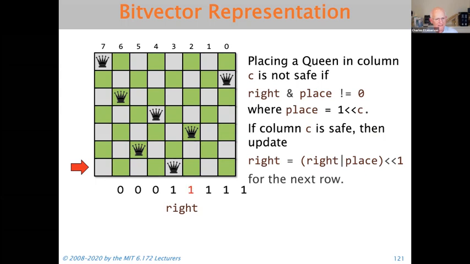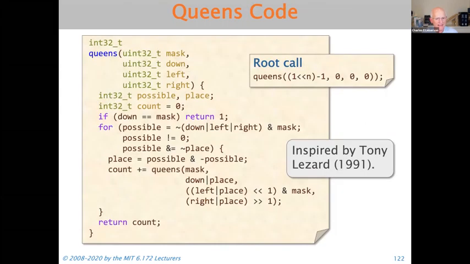I'll let you look at this on your own. Here's the code. It's amazing. This is inspired by a little code snippet that Tony Lazard sent in an email in 1991 that got widely distributed. If you look at this, it's amazingly short and fast. You just go down, do a few bit operations on your variables, and then call yourself recursively. The compiler puts almost everything in registers except possibly for the subroutine linkage. Amazingly fast, and it really zips.